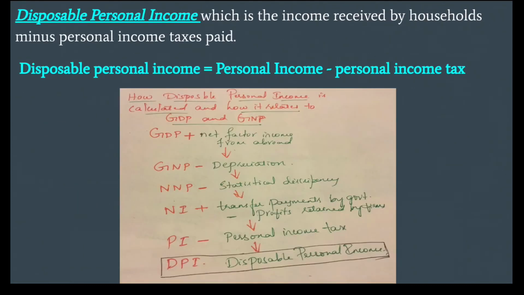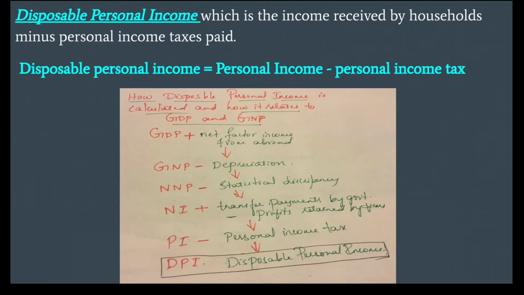Disposable income. Disposable personal income is the income received by households minus personal income taxes paid. So the disposable personal income is personal income minus personal income tax. Here, the chart shows how disposable personal income is calculated and how it relates to GDP and GNP.